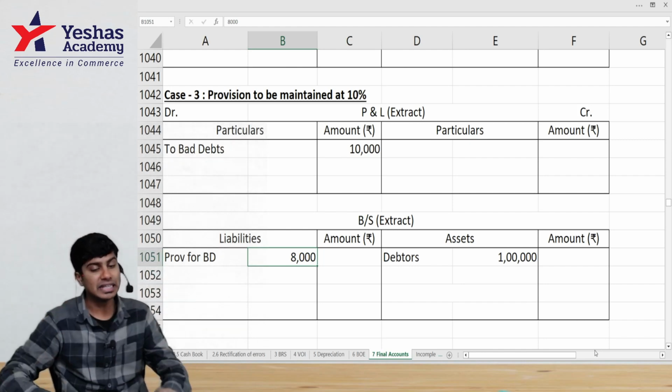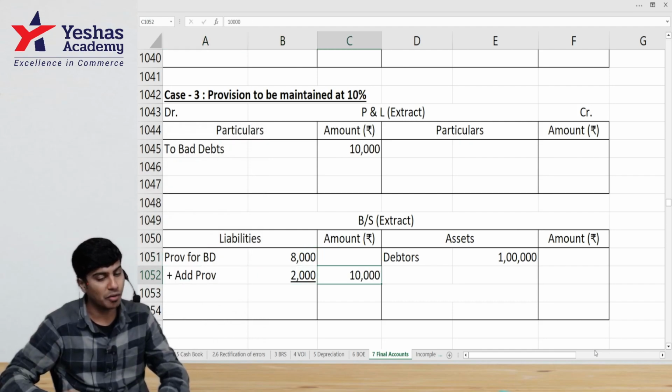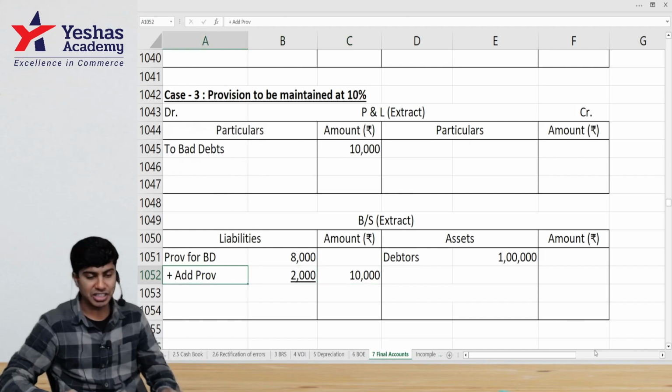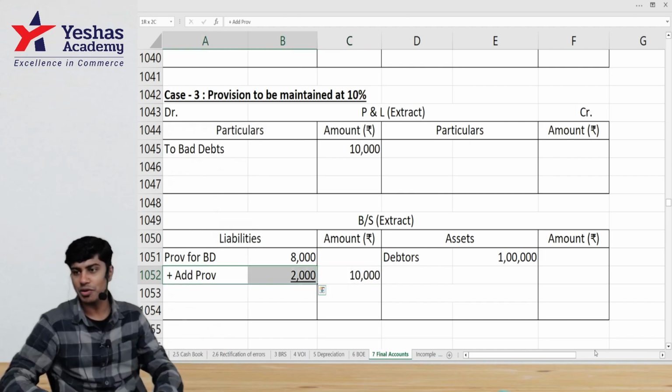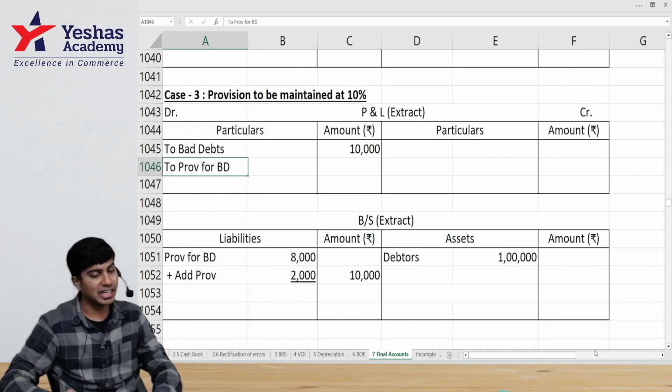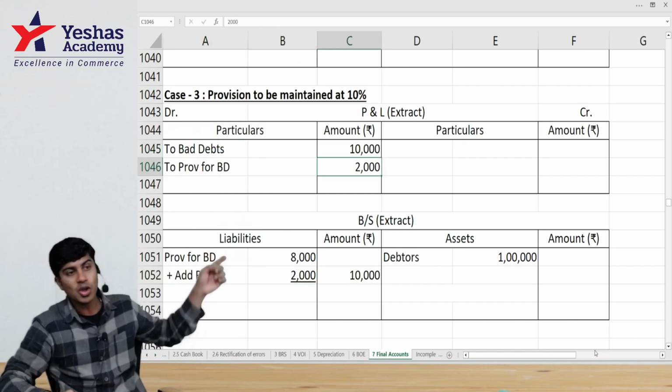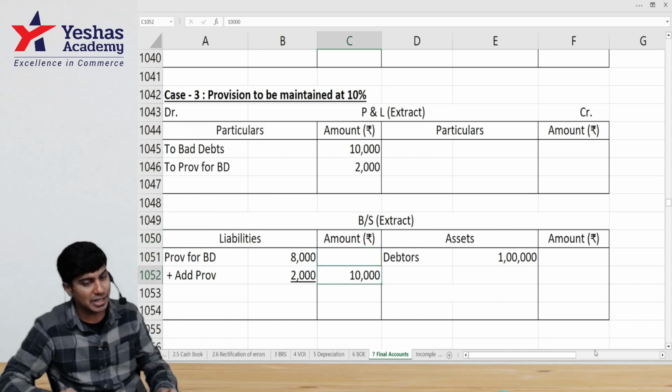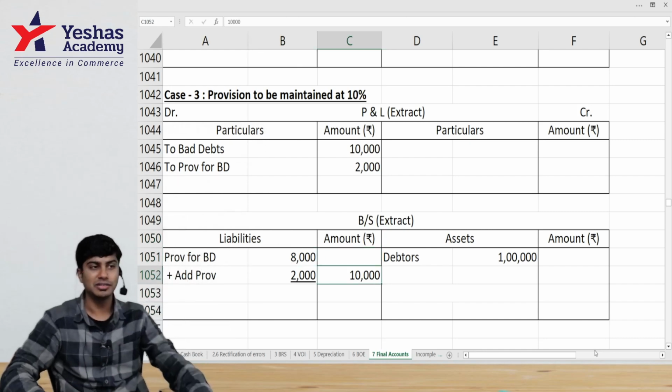What should I do? Increase it. Can I say I need to add the provision by 2? This addition to liability is creation of provision. When we create provision, it's an expense, 2000 in P&L. Once you create it, it becomes liability, increasing 8 to 10.